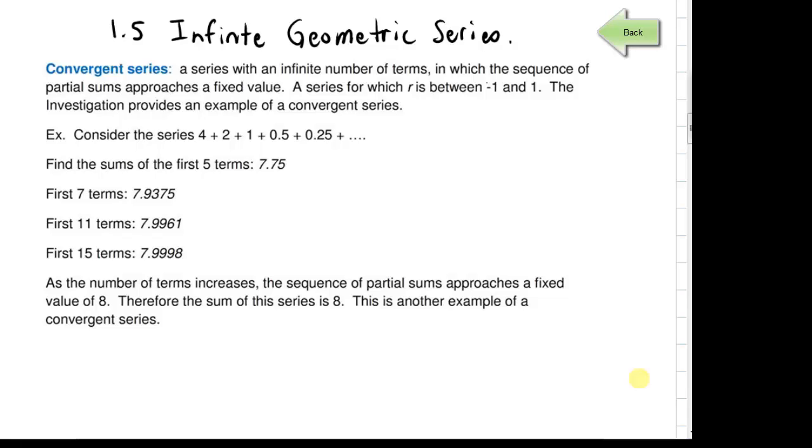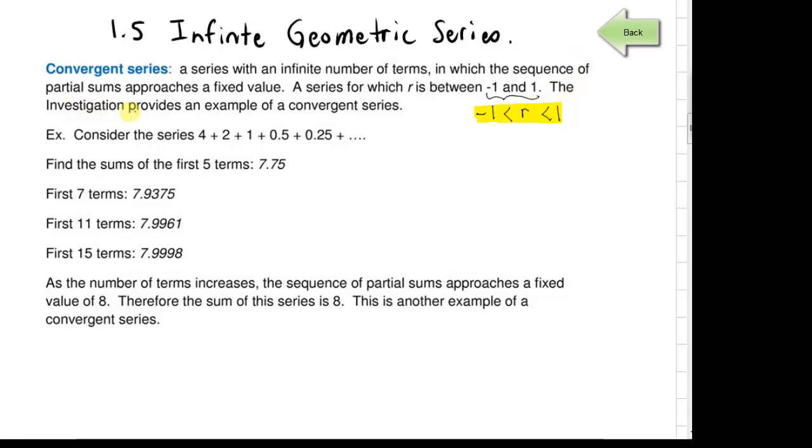A convergent series is a series with an infinite number of terms in which the sequence of partial sums approaches a fixed value. It is a series for which r is between -1 and 1. The way we write this is -1 is less than r, which is less than 1. You should memorize that. What that means is that the value of r is between -1 and +1. So when we're talking about a convergent series, that's one of the conditions. r has to be between -1 and 1.